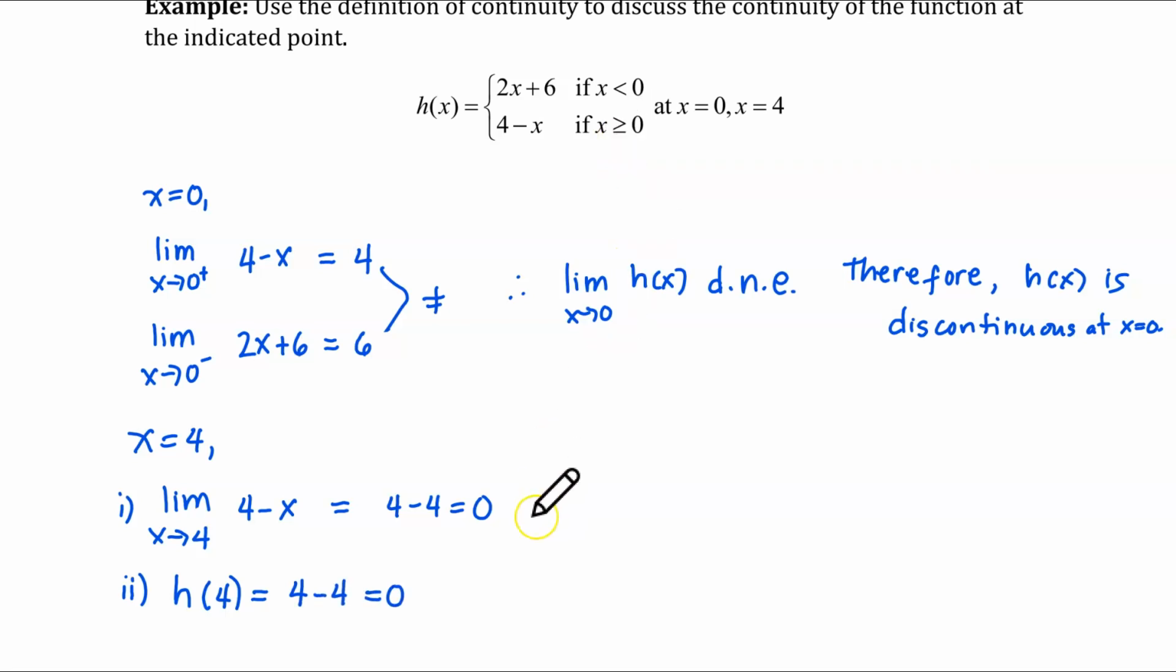Now, we've seen that the limit and the value of the function at that point are equal. So we say that the limit of h of x as x approaches 4 is equal to the value of h at 4. And so therefore, all three conditions are satisfied. So therefore, h is continuous at x equals 4.